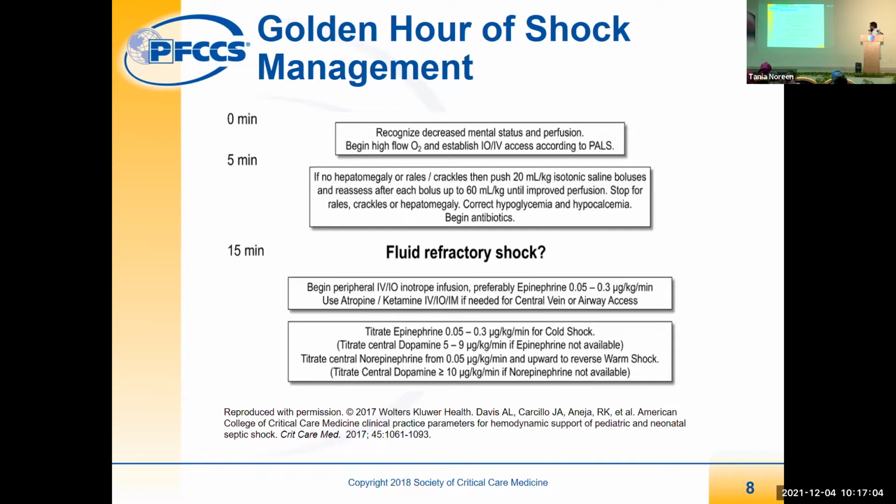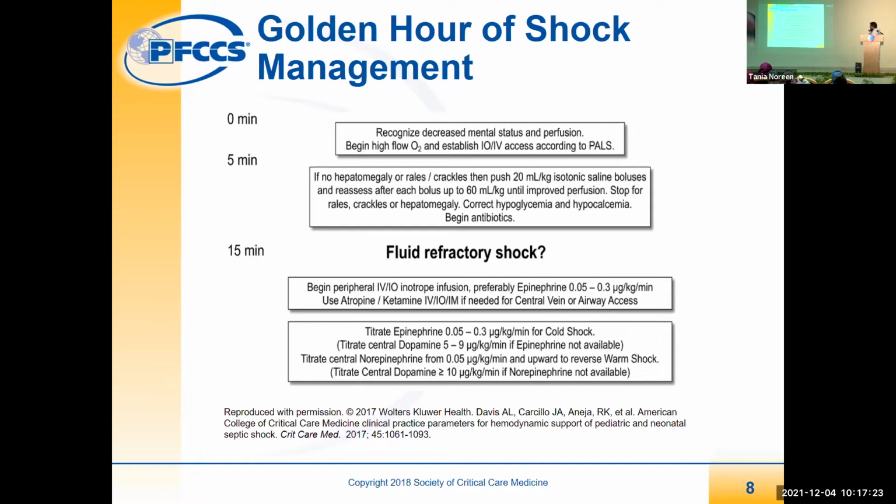We will check the blood glucose. If it's hypoglycemia, it needs to be fixed. Hypocalcemia, especially in younger babies, is very important. That is actually like an inotrope. Of course, if the patient is septic, we need to give antibiotics after taking the cultures as one of the first things.